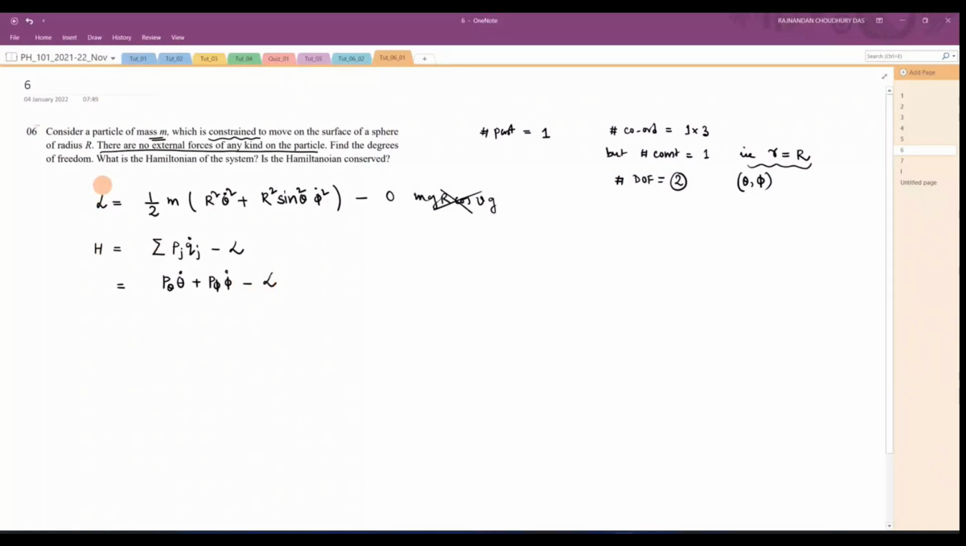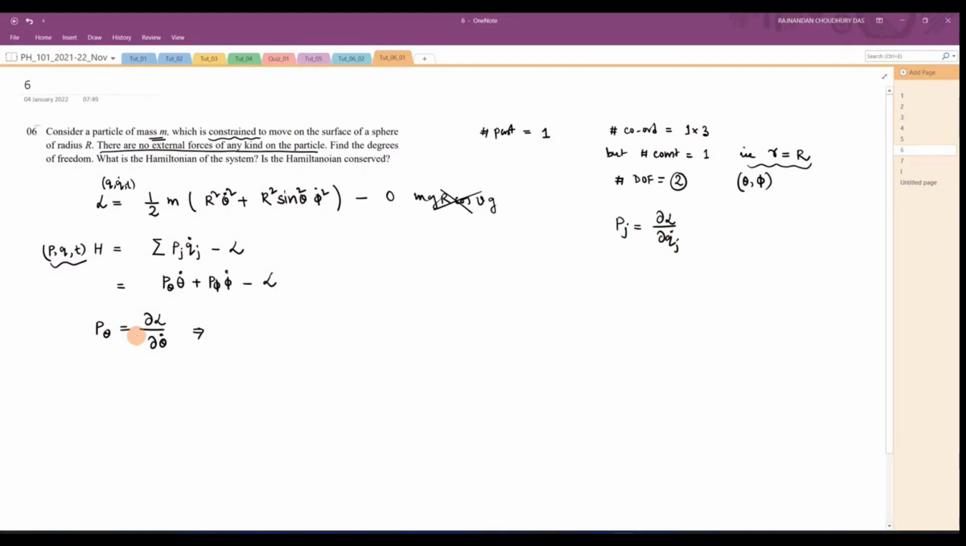Now you know your Lagrangian was of the form L(q, q dot, t), but your Hamiltonian is of the form H(p, q, t). So here you cannot write q dot kind of things, so you have to replace your theta dot and phi dot. How to replace that? For that, we know generalized momentums can be written as dL by d theta dot.